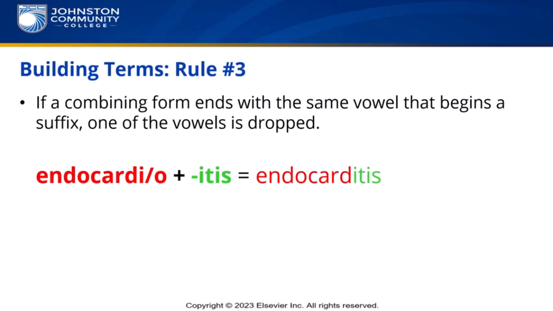Building terms rule number 3. The word root endocardi ends with an I. The suffix itis starts with an I, so no need for both. Endocardio is a combining form that is made up of 2 word parts itself. Endo is actually our last word part that we're going to learn about, which means within, but we're going to learn more on that later.